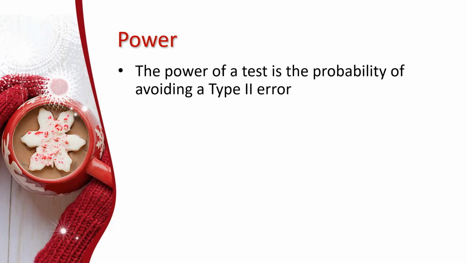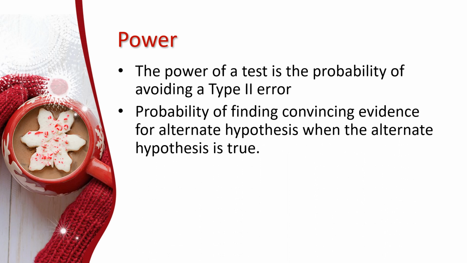Okay, a little bit more because it's kind of confusing. The power of a test is the probability of avoiding a type 2 error. So it's the probability of finding convincing evidence for the alternate when the alternate is true. That's what power is. It's the probability of finding convincing evidence for the alternate when the alternate in fact is true.